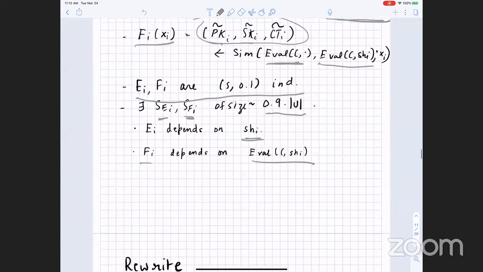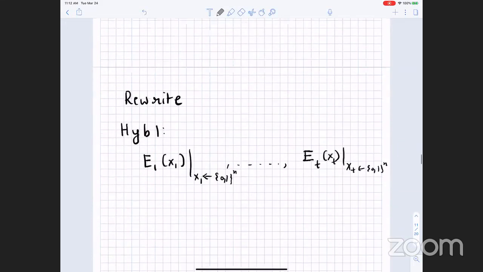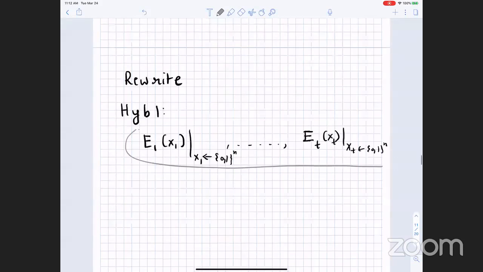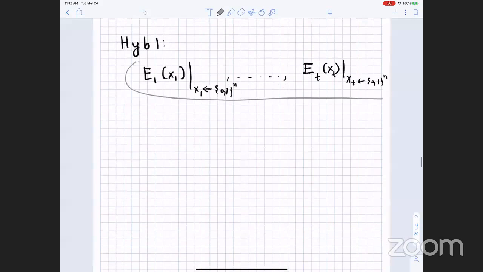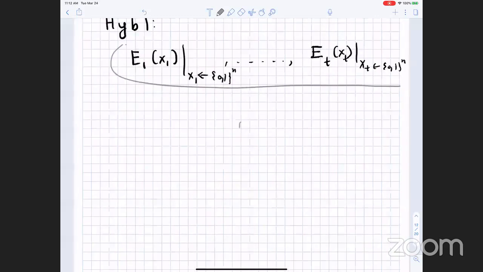Okay, so now let's write down the hybrid in this notation. Hybrid 1 is just rewriting hybrid 0 like this. The hybrid is just E1 x1 to ET xt, where x1 through xt are chosen at random. So far, so good. So far, we have not been able to use the theorem because we just rewrote the main hybrid. In order to move to a setting where we can use the hardcore sets, let's consider these two distributions.